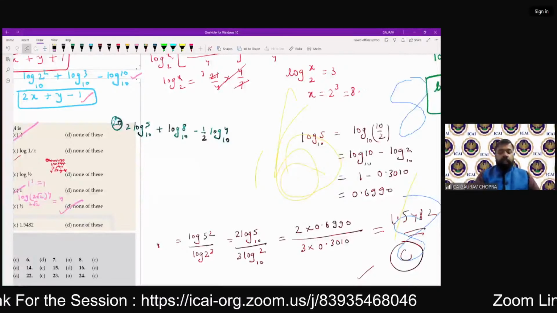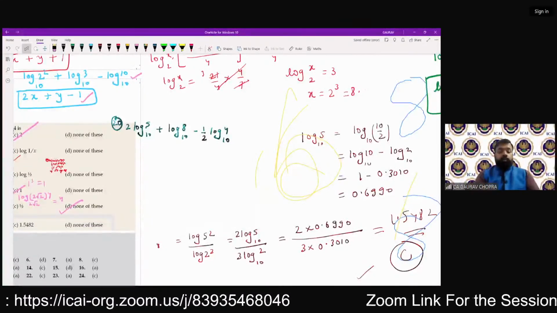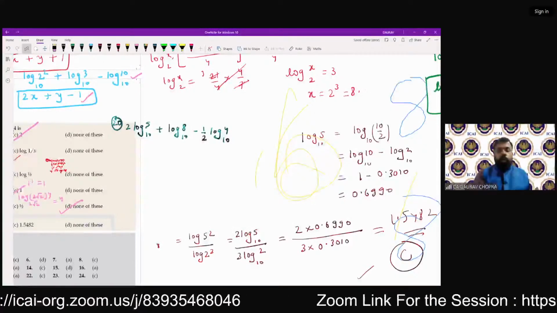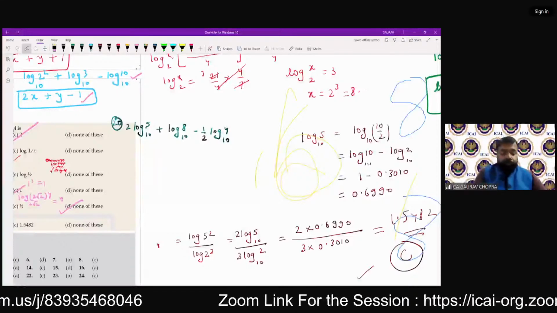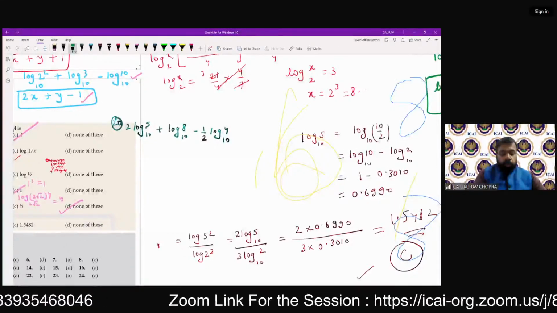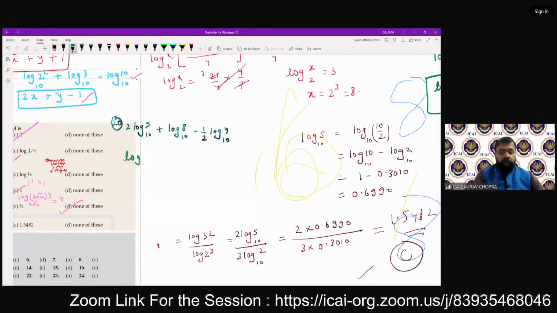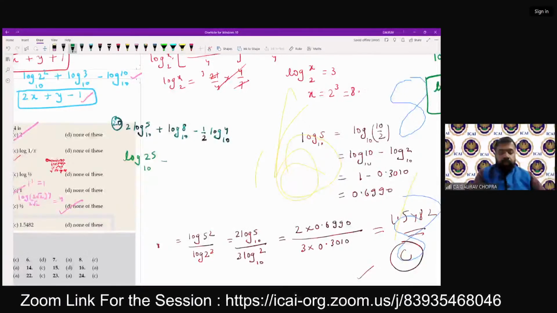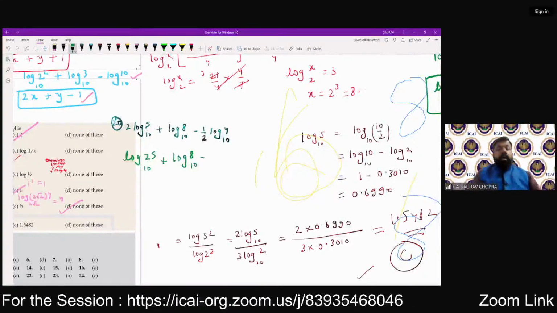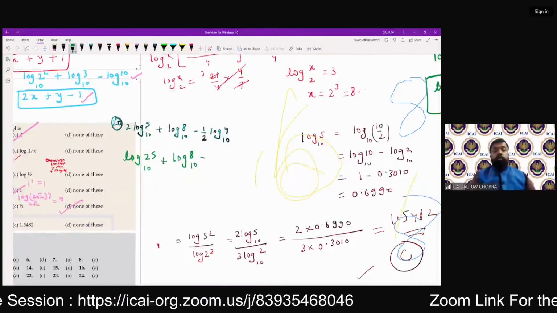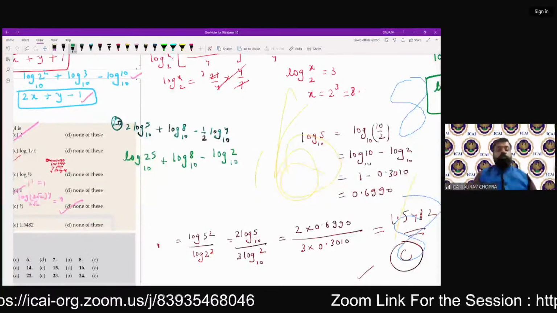2 log of 5 base 10, then log 8 base 10, and log of 4 base 10. Now, in order to simplify, what we can do is apply the property. So the 2 in log of 5 will go in the power. So log of 5 squared, that is log of 25 base 10, plus log of 8 base 10, and half will go in the power of 4. So 4 to the power of half is 2. So log 2 base 10.